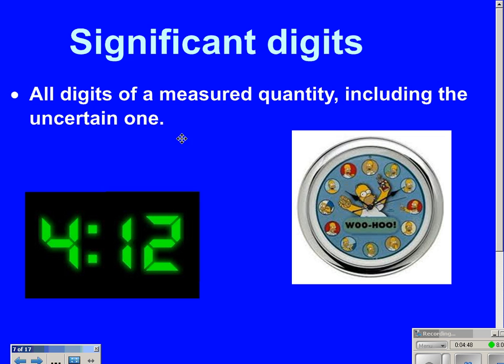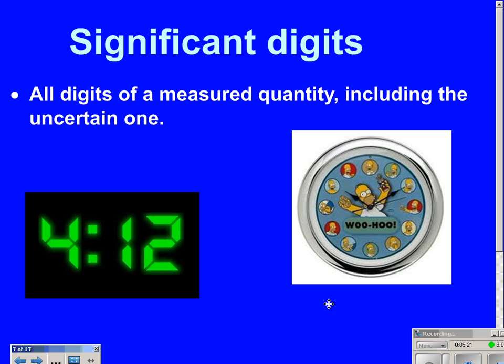Another example here with clocks. If you wake up in the morning, you see it's 4:12, which nobody would like to see, 4:12 in the morning, alarm going off. But you don't know 4:12 and how many seconds. Maybe it just turned 4:12. Maybe it's about to turn to 4:13, so we could have 55 seconds here. We could have 4:12 and 2 seconds. So there's a little uncertainty. Significant digits are all digits of a measured quantity, including the uncertain one, that last one we don't know about.